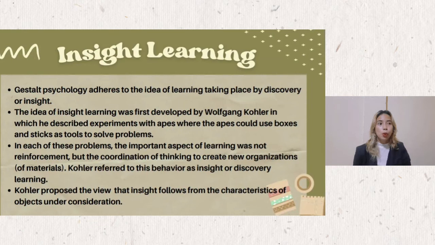So Köhler proposed the view that insight follows from characteristics of objects under consideration. His theory suggested that learning could occur when the individual perceives the relationship of the elements before him and reorganizes these elements and comes to a greater understanding or insight. So this could occur without reinforcement, and no review, training, or investigation is necessary.